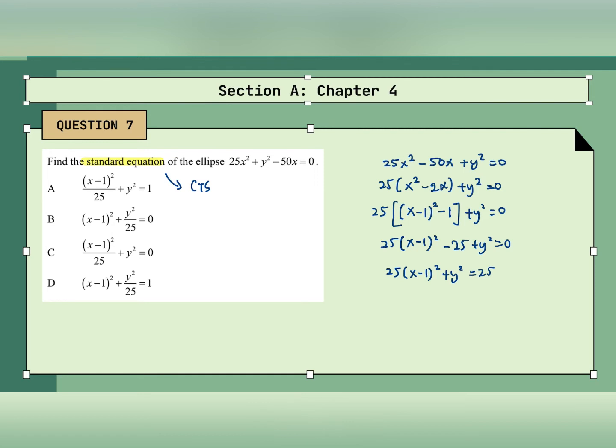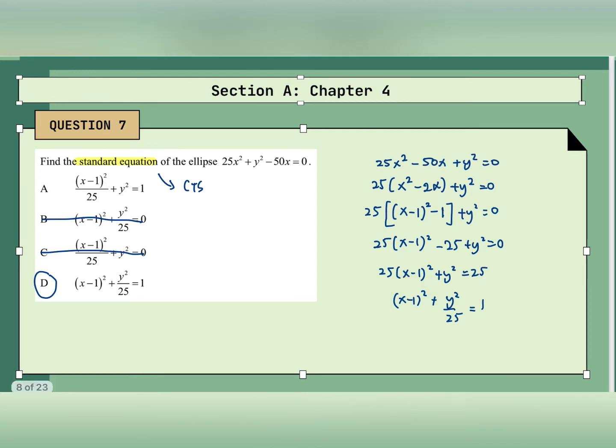Divide the whole equation with 25. Kamu akan dapat x minus 1 squared plus y squared over 25 equals to 1. So this will be your standard equation. Yang mana sama dengan 1. Okay, B dengan C boleh potong. Okay, x tolak 1 bakal ni tak ada denominator. Denominator is 1 kan? So jawapan dia adalah D. Okay. This one is question 7.